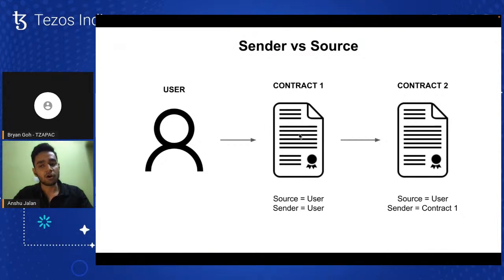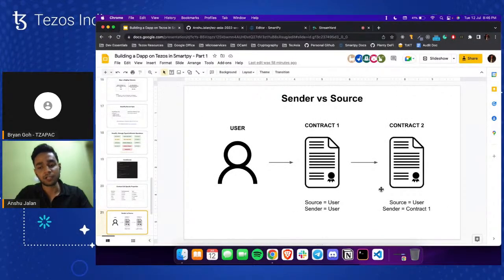Let's say we have a contract one and a contract two. And the user ends up calling contract one. Then in contract one, the source will be the user and the sender will also be the user. Very simple. But in contract two, the source will still be the user, because source actually gives you the initiator of the entire sequence of calls. So the source will be the user, but the sender will be contract one, because contract one is sending a transaction to contract two. It's really intuitive to understand. For source, you will always get the initiator, but for sender, you will get the last address that sent the transaction.